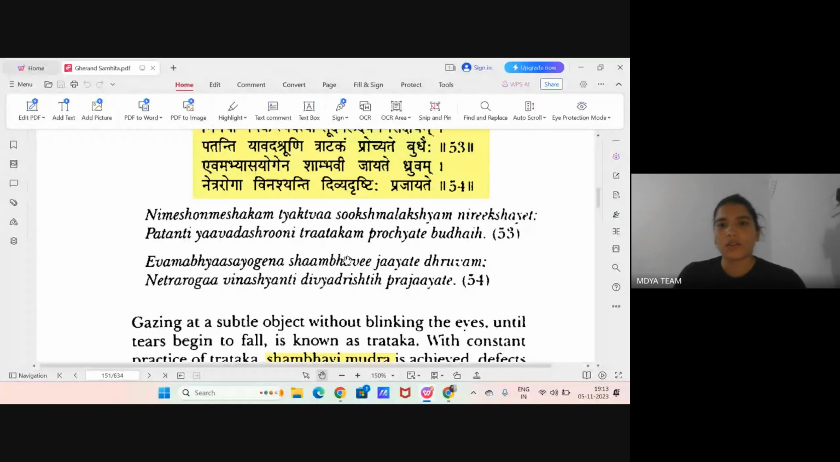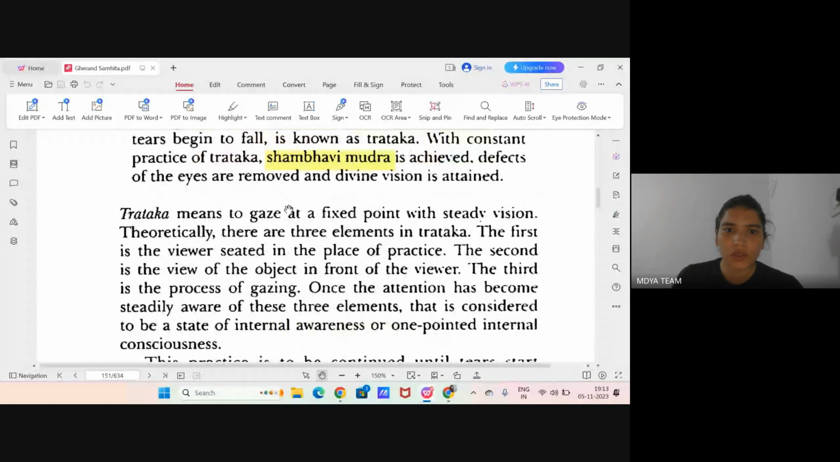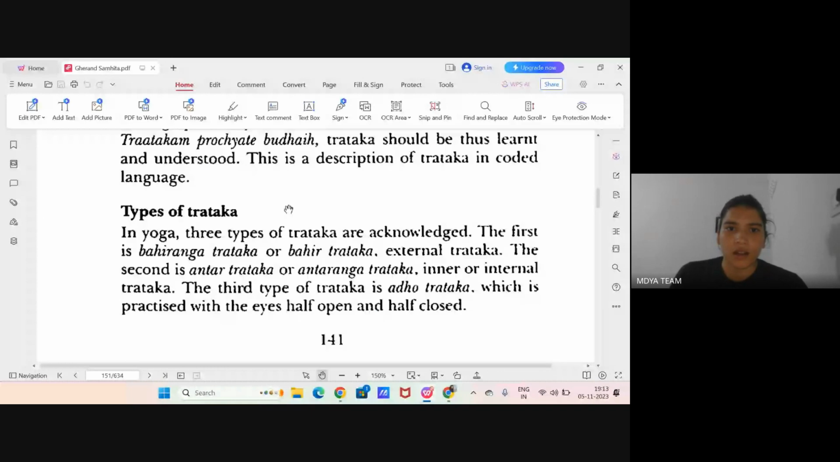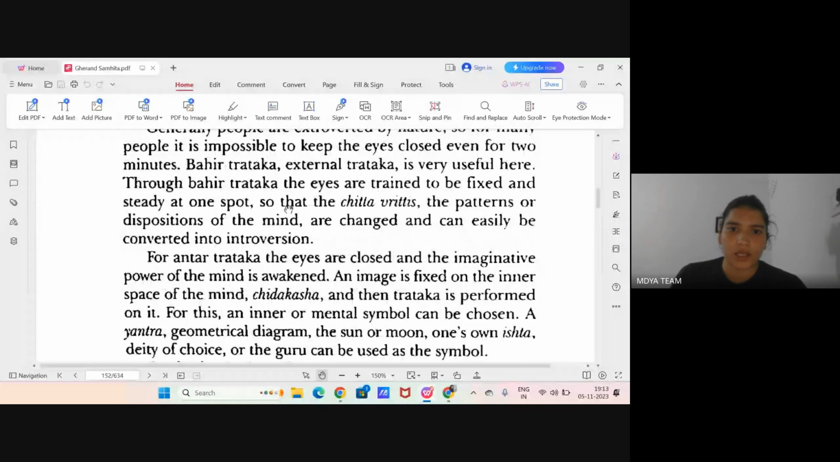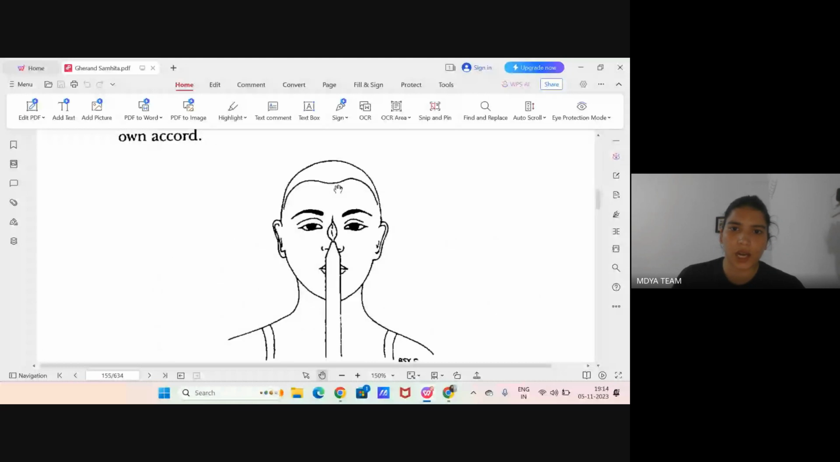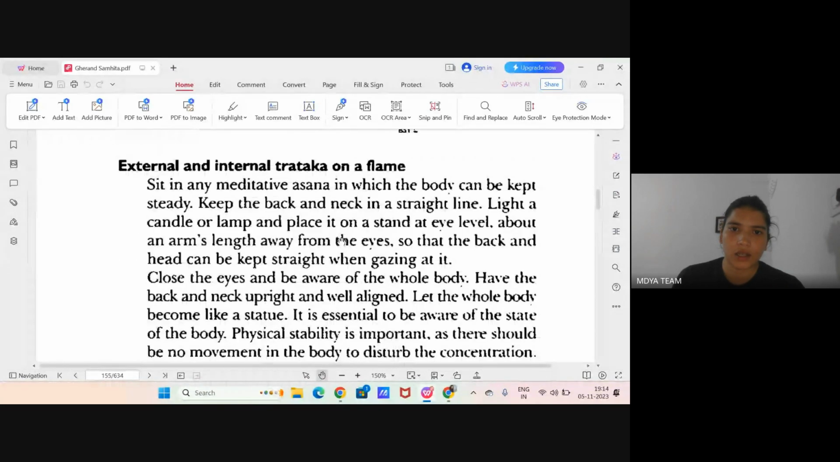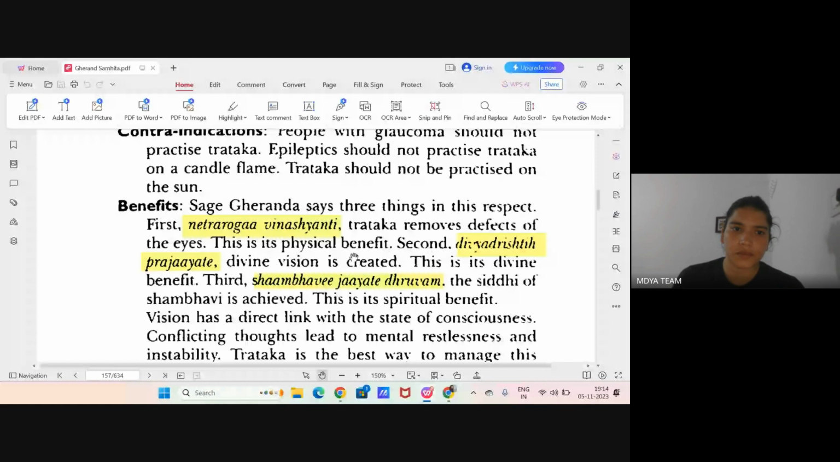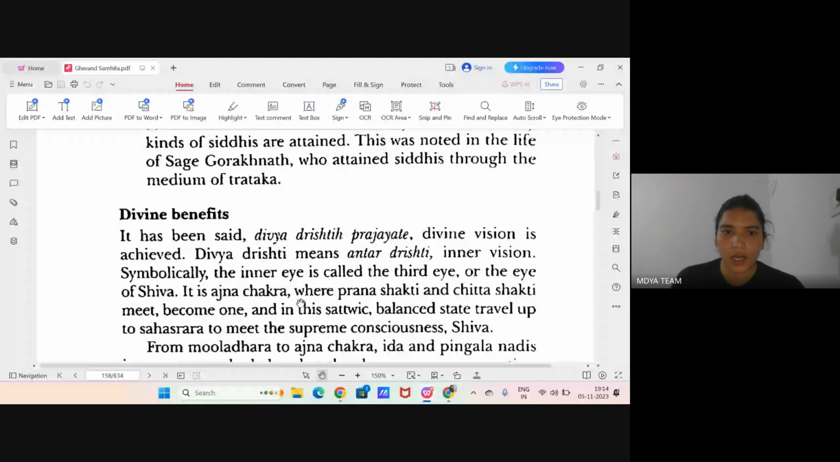Okay. Very good. So moving to the next. See with the help of the example. Here, this is the example of Trataka. You have to keep the candle or the diya parallel to your eye. So the three benefits are Netra Roga Vinashyanti, Divya Drishti Prajayate, and Shambhavi Jayate Dhruvam. These are the three benefits of Trataka.